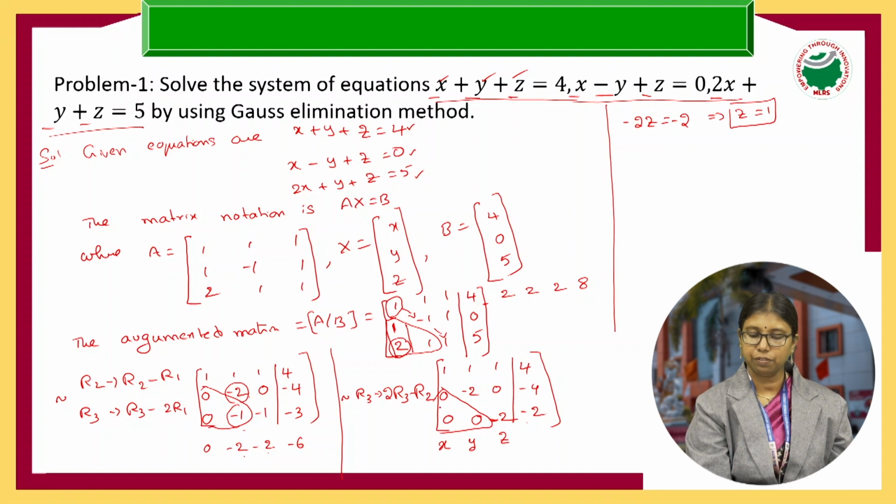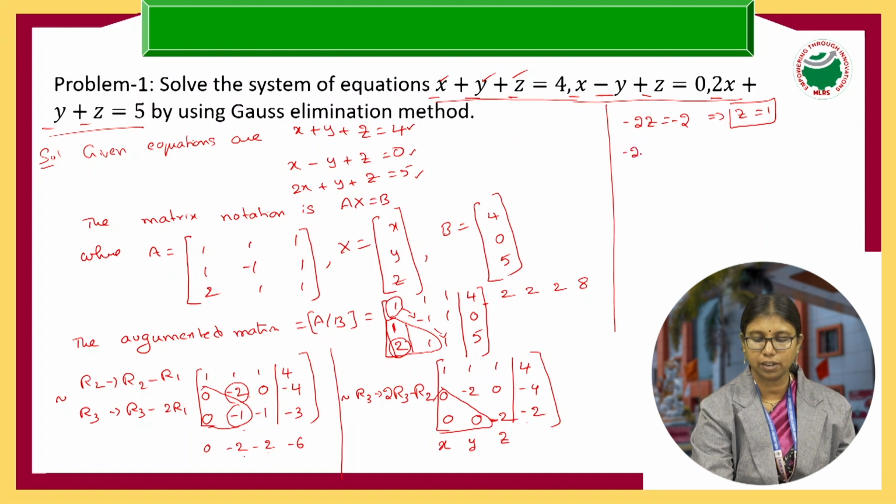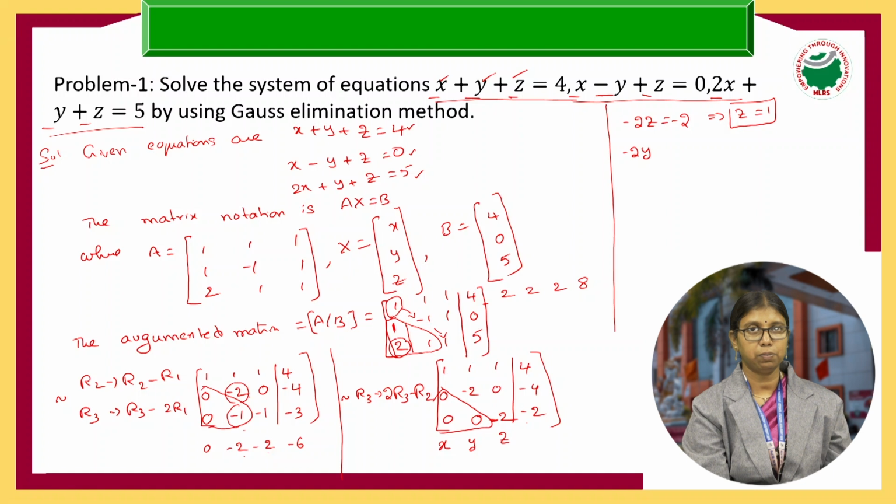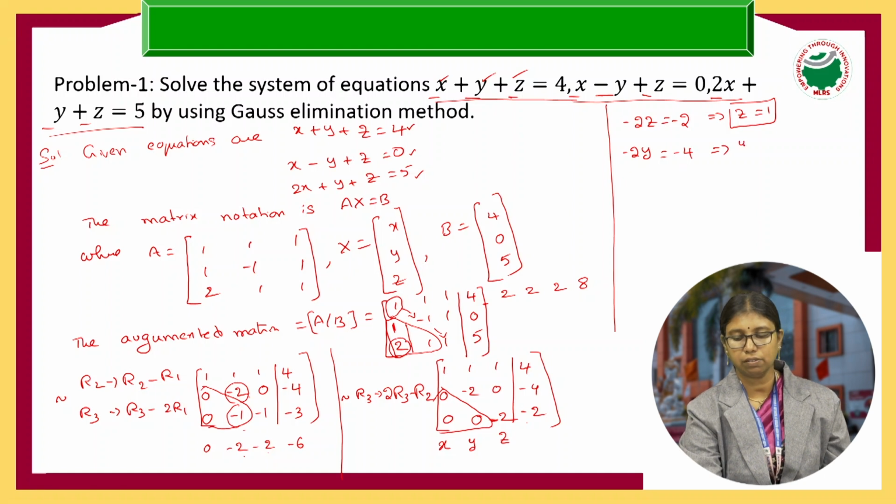Now take second row. If you are taking second row, first one is 0. Next second one, y multiple is minus 2. So this is minus 2y and there is no z multiple. Again z multiple is 0 is equal to minus 4. Then if you cancel minus 2 on both sides, then you will get y as 2.